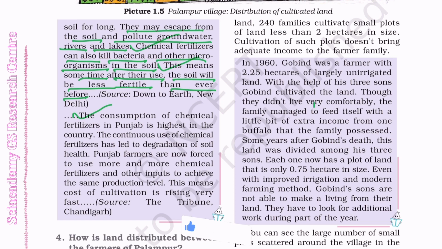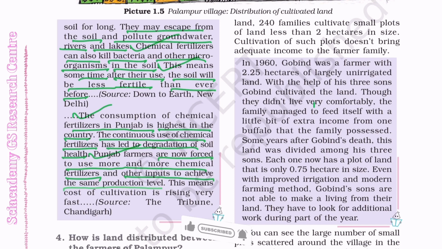The consumption of chemical fertilizers in Punjab is highest in the country. The continuous use of chemical fertilizers had led to degradation of soil health. Punjab farmers are now forced to use more and more chemical fertilizers and other inputs to achieve the same production level. This means cost of cultivation is rising very fast. Source: The Tribune, Chandigarh.